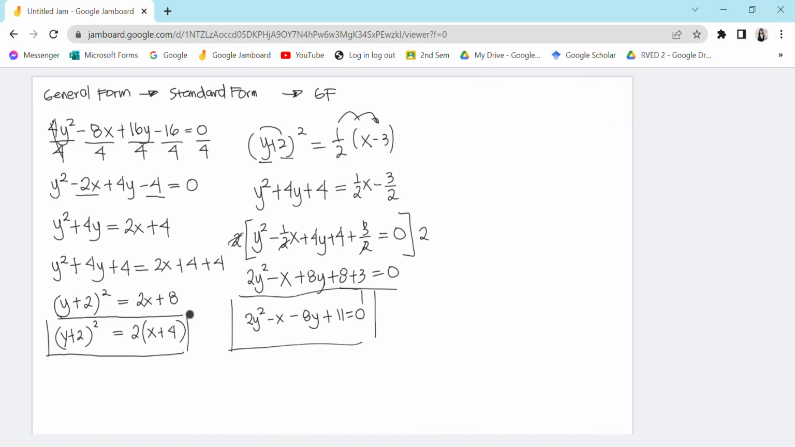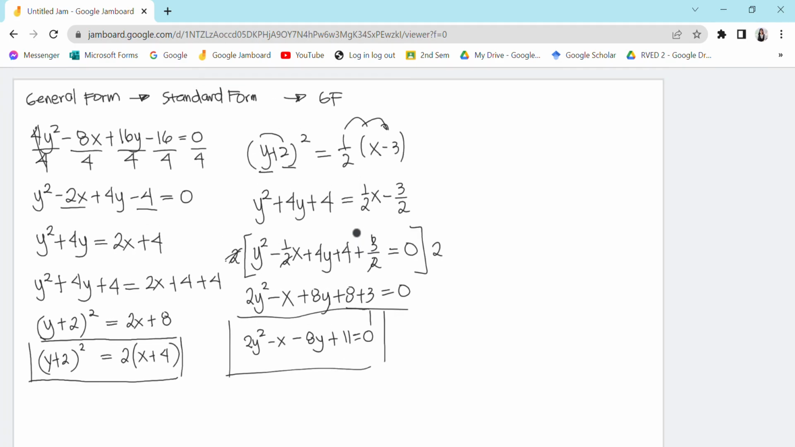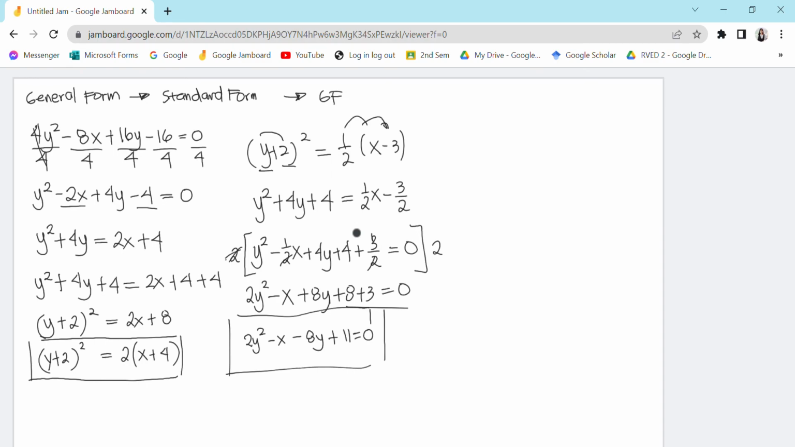So, comparing the two, standard to general is easier because we just expand. But you have to be careful with signs and with combining like terms. That would be all. This is rewriting general form to standard form and vice versa.